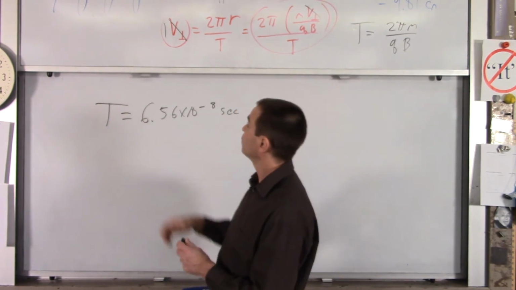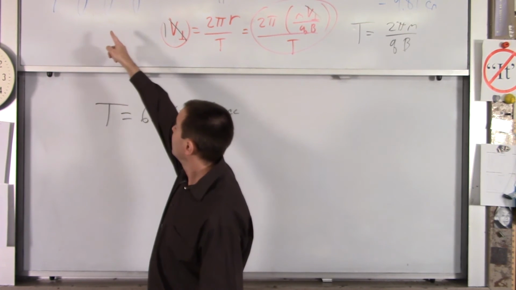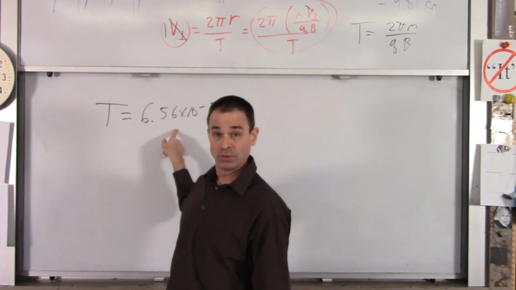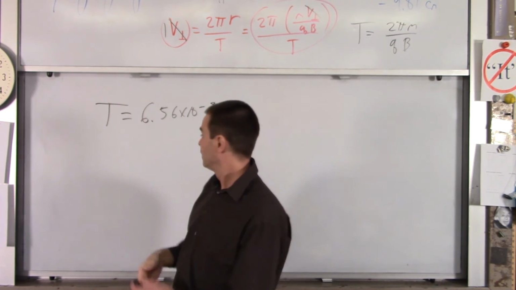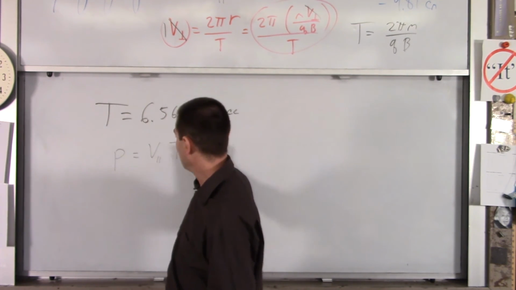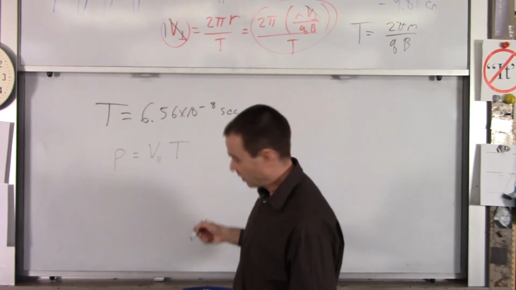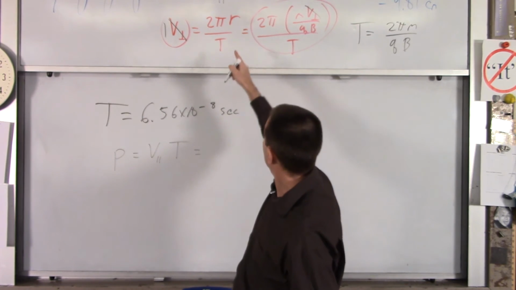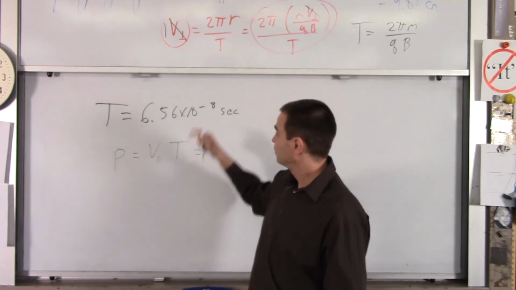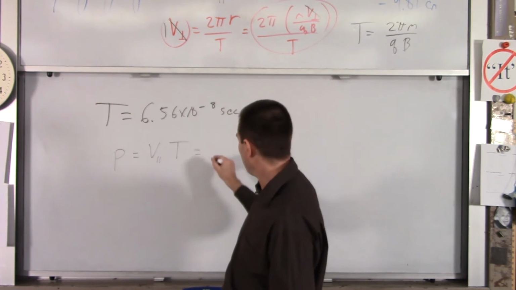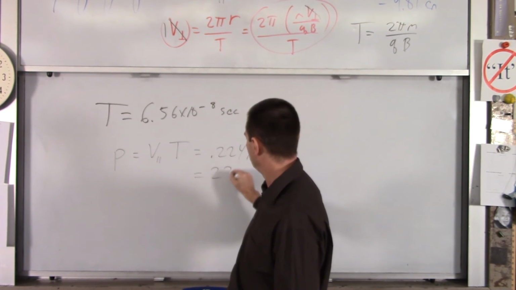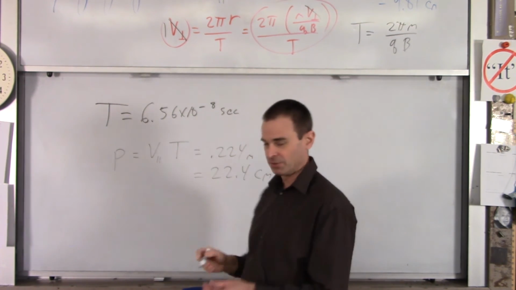Now for the pitch, we're just going to take the parallel velocity times the time it takes to make one loop. v parallel times time. So the pitch is simply v parallel times the period. And we have all those numbers. So if you take v parallel, which we got up there, 3.42 times 10 to the 6th meters per second, times this time, you get about 0.224 meters, which is 22.4 centimeters.